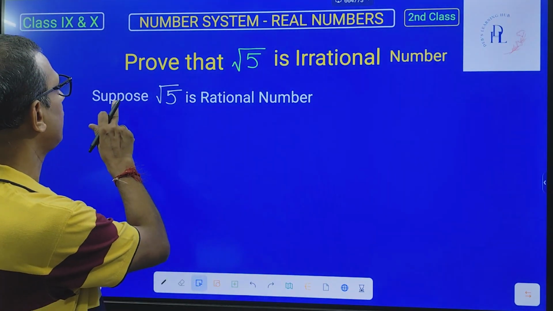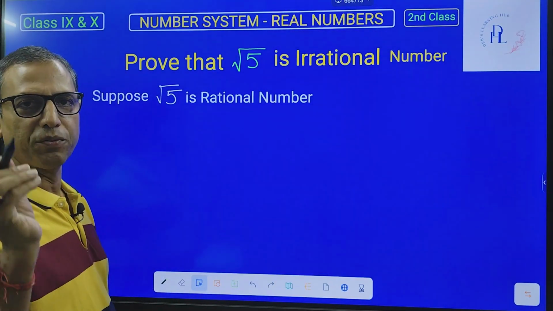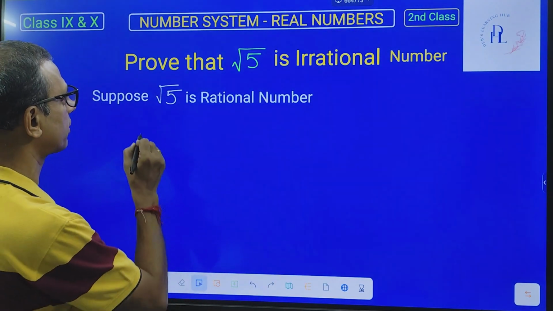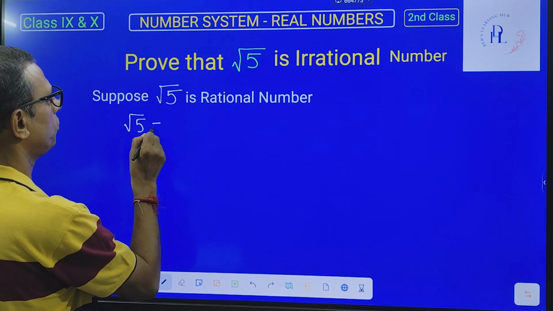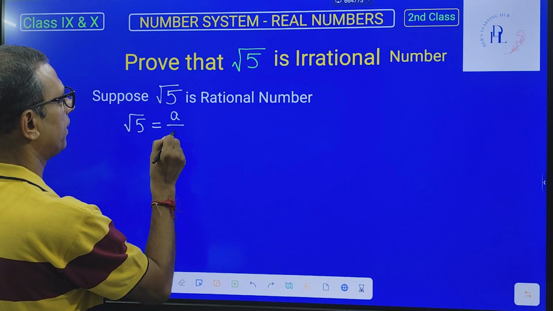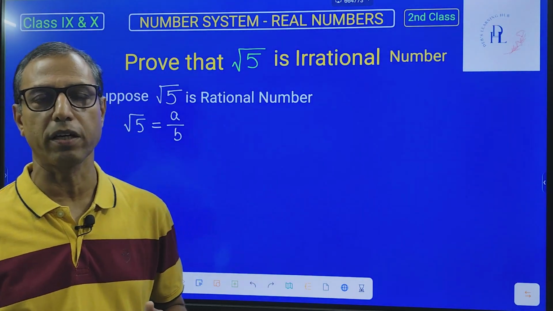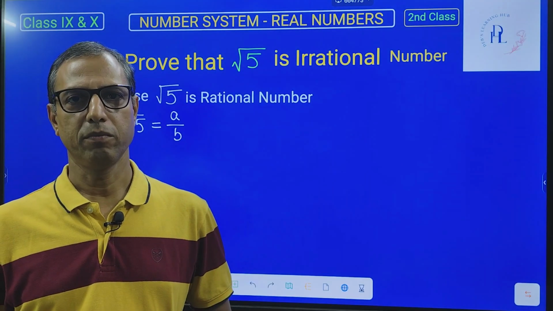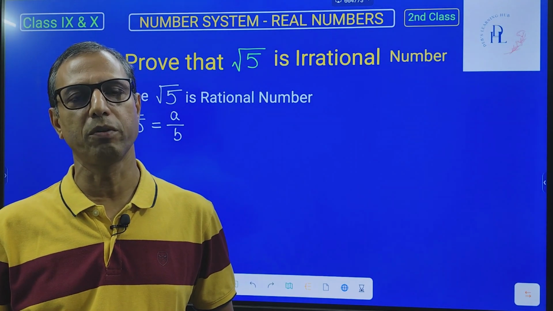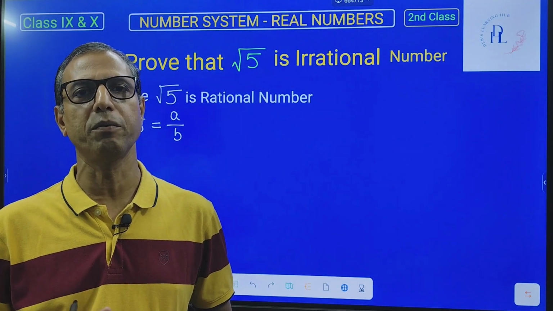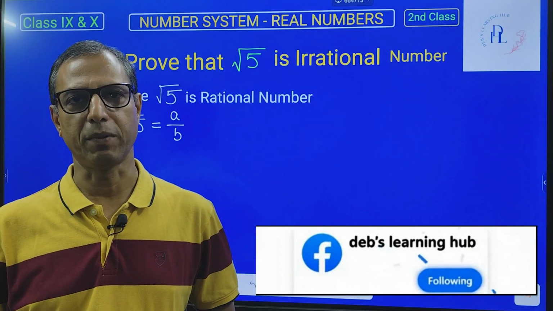So if we assume root 5 is a rational number, then as per the definition of a rational number, how can we write it? We can write root 5 equals a by b, not in the form of an equivalent fraction. What is an equivalent fraction? Let's say 2 by 5. If you multiply both numerator and denominator by 2, 2 by 5 equals 4 by 10 and 6 by 15.